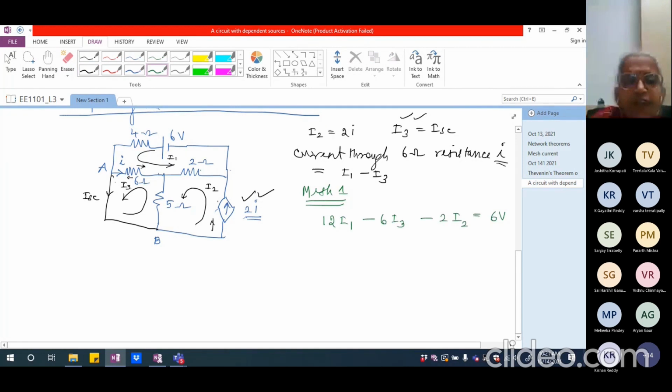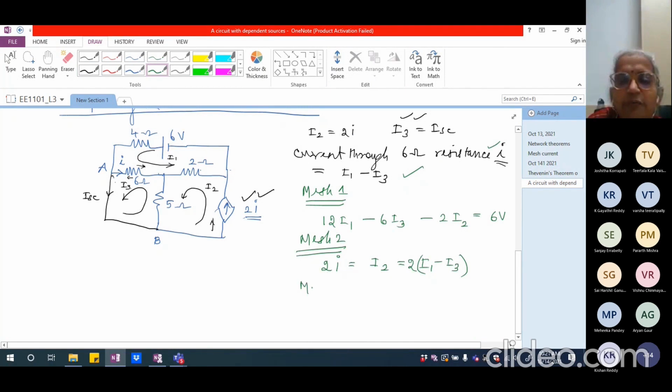And if I have to write this equation for mesh 2, I don't have to write the complete voltage equation. I can simply write 2I is the current, which is same as I2, which we had already written, which is going to be I1 minus I3 multiplied by 2. This we had already written. I is equal to I1 minus I3. So I should be able to write this.